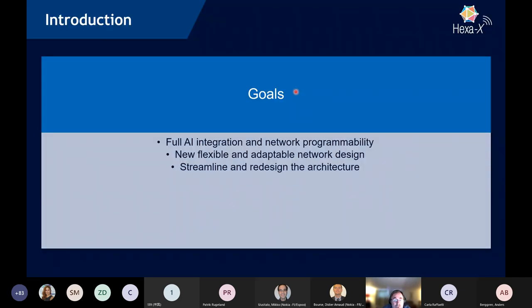Let's see. The goals of our work package are these three goals. The first goal is to have a data-driven network, and AI integration, network probabilities is part of this. And then we have the concept of networks, and to enable this, we need to be more flexible and adaptable than we are now. Assuming that we have a cloud native RAN and core network, we think we can streamline and redesign the architecture to be a little bit more efficient.